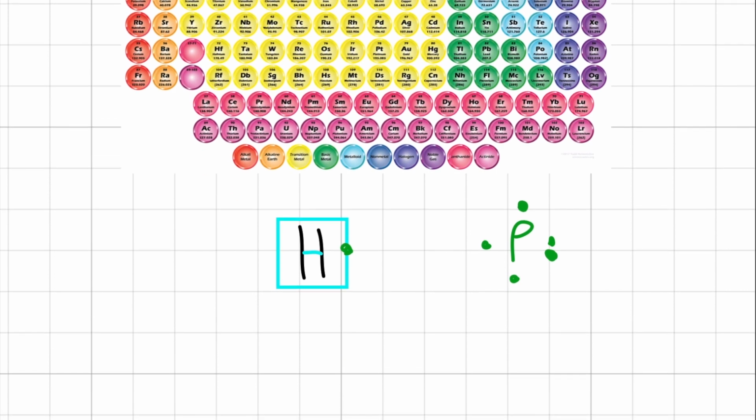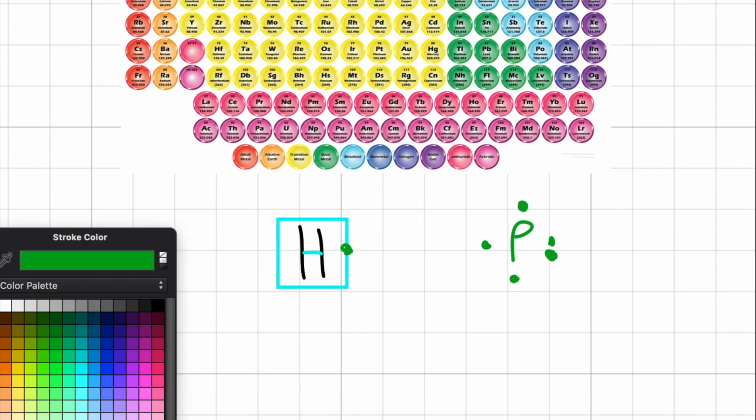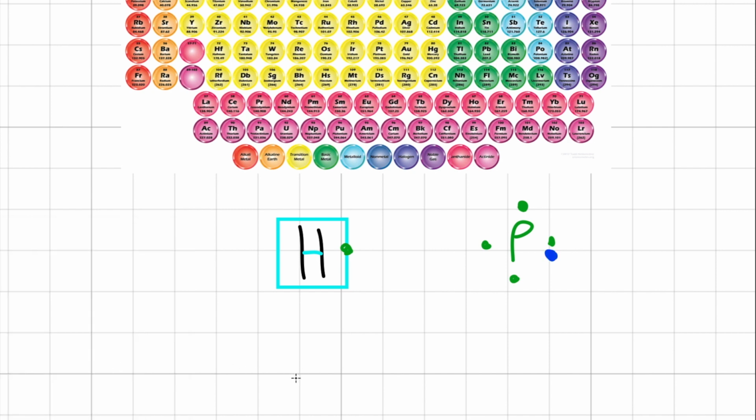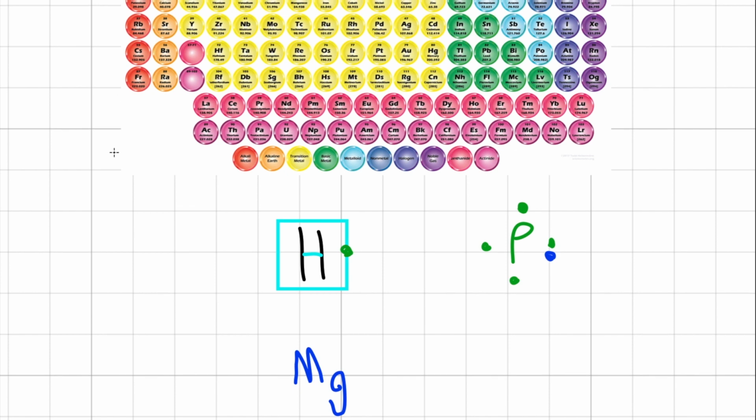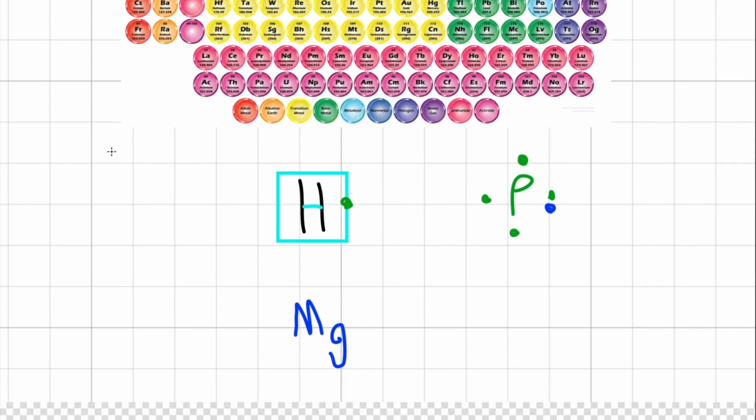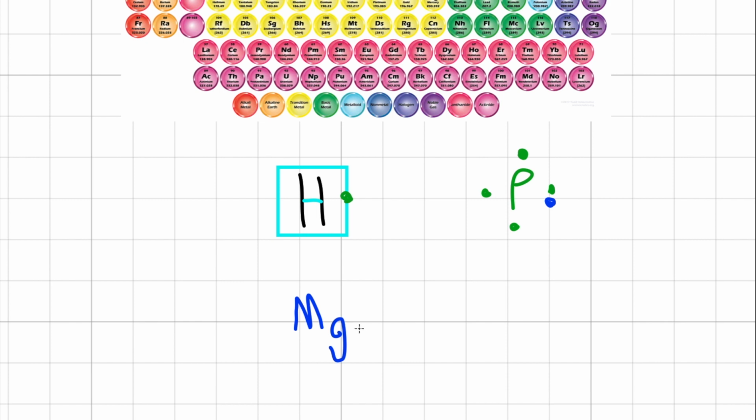Let's do one more, just for fun, okay? Let's do magnesium. How do we do that? Well, we put the symbol for magnesium, Mg, and magnesium is right here, so that means that it has 2 electrons, right? Yep. So 2 valence electrons means you go here, and then you can either go here or here. I would do here. So that's magnesium.